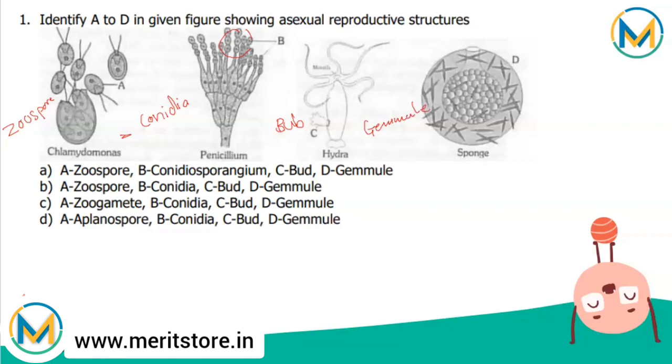So now looking towards the options, A says zoospore, that's in option A and B. Then B we have conidia, so it's there only in option B. Then C bud and D gemmule. So the correct answer for this question is option B.